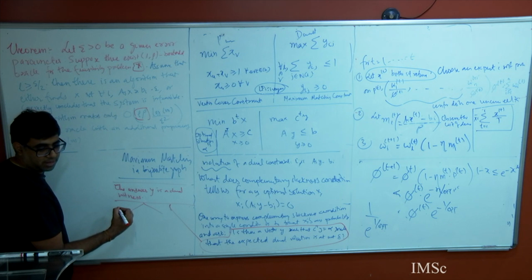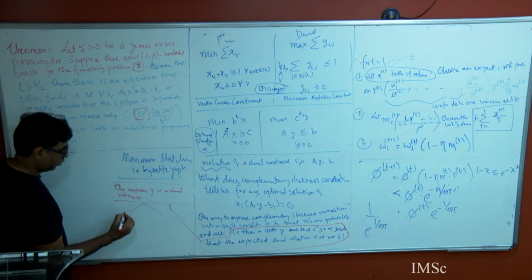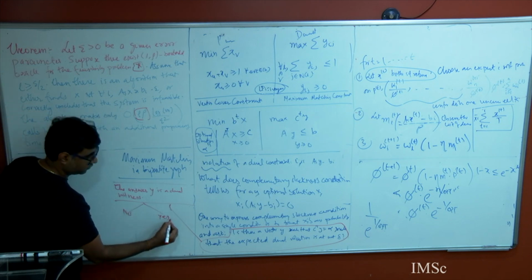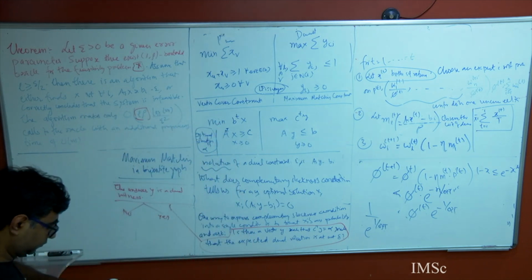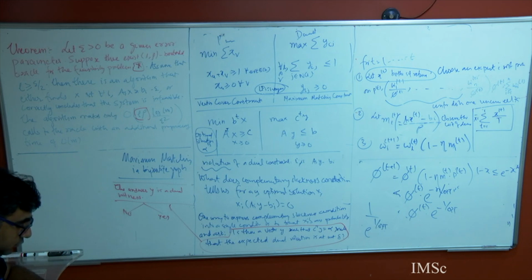What are the possible answers this guy has? No or yes. Either there is a vector y of this nature or there is no vector of this nature. Okay. So suppose it is yes, and you have chosen probability mass in a way that it points us towards those constraints which are violated the most.